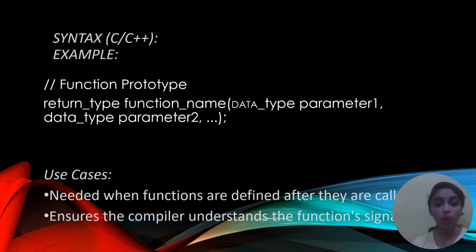Syntax in C or C++. Example, function prototype: return_type function_name(data_type parameter1, data_type parameter2). Use cases: needed when functions are defined after they are called, ensures the compiler understands the function signature.